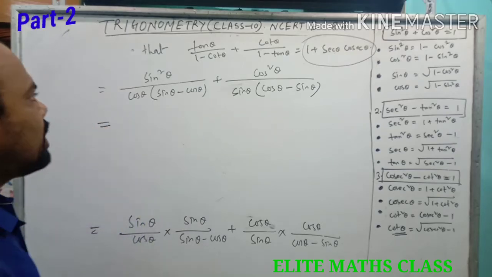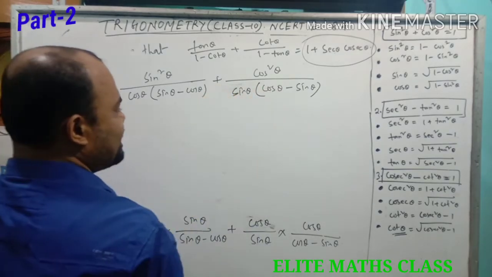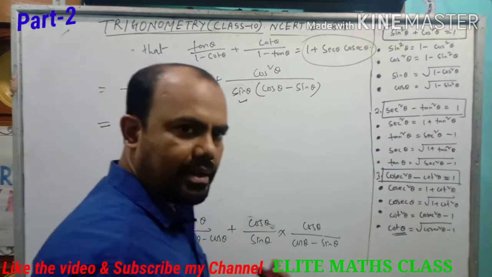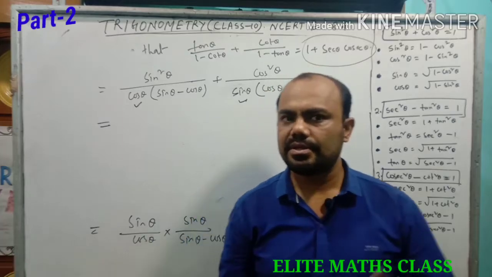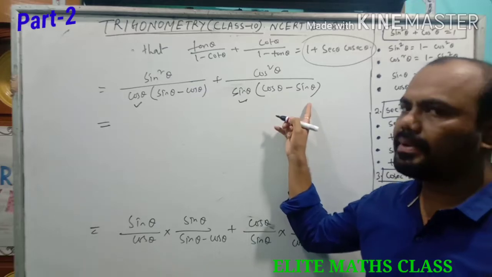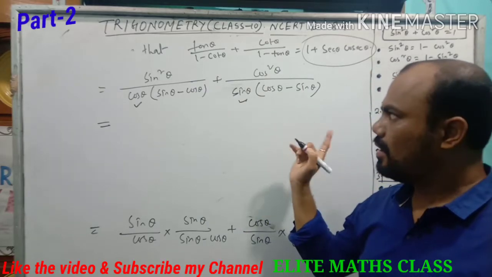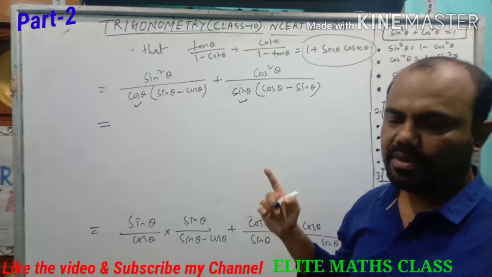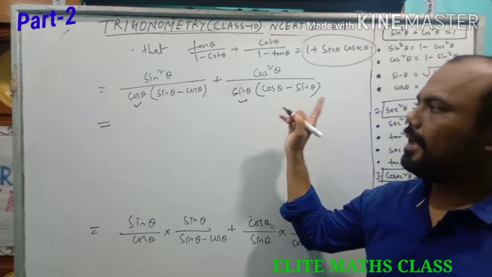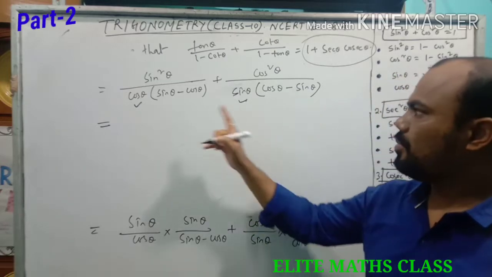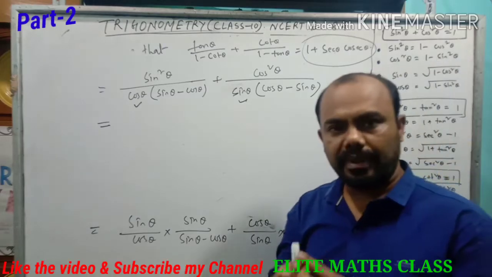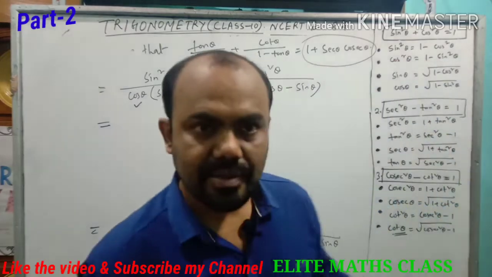Now in this step you see one thing, again we have to take the LCM, but the problem is here it is cos theta, it is sin theta. Nothing can be done with these terms as these are two different terms. But here it is sin theta minus cos theta, and here it is cos theta minus sin theta. Can any change be done? See, it is a minus b, but it is b minus a. You can take a minus common from either of these terms so that these two terms become the same. So our LCM will be very easy.